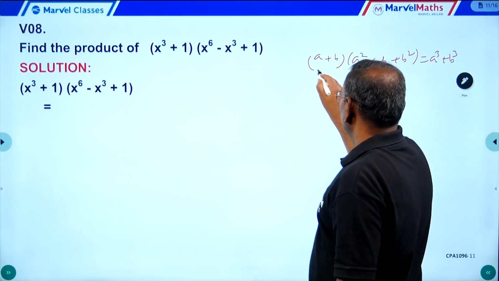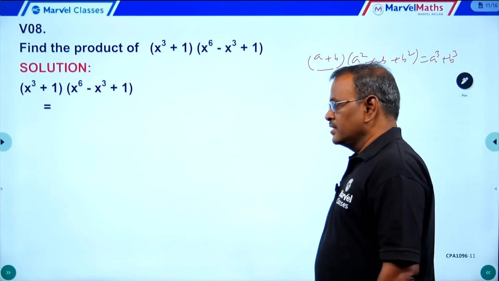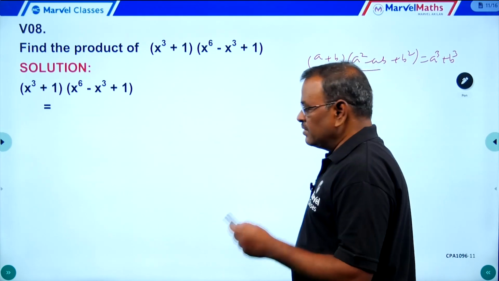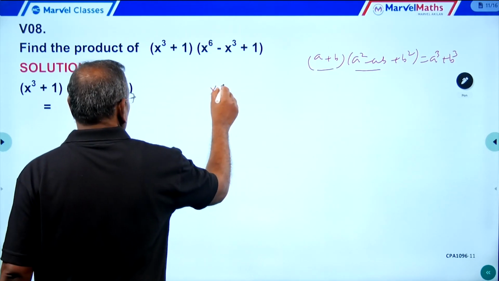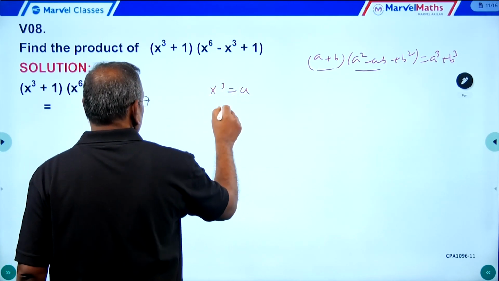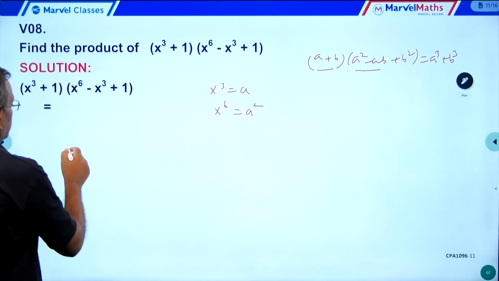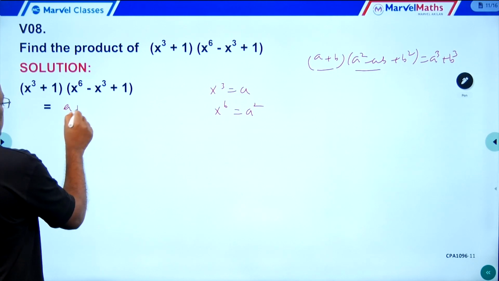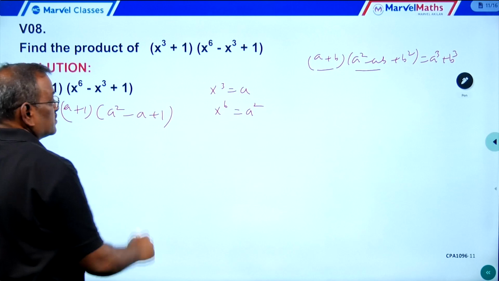Okay, so here it is linear and here it is quadratic, but here it is third degree and sixth degree. Don't worry about that. Convert into standard form. How to convert into standard form? Let x³ equal to a and x⁶ equal to a². So what does the expression become? (a + 1)(a² − a + 1).